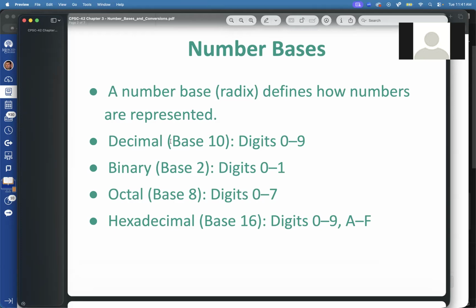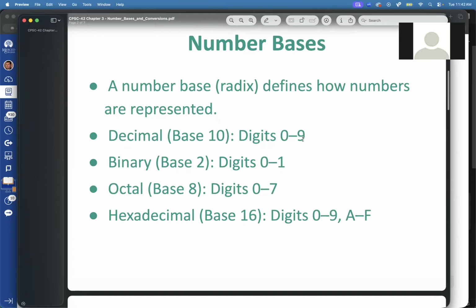Now, when you're using base 10, that means you have 10 possible symbols. The 10 possible symbols for decimal are the digits 0 through 9. Because 0 is one of them, it only goes up to 9, and we still get 10 possible digits. Binary means base 2, and that's going to use the digits 0 and 1. Again, the highest digit that we have is one less than the base.